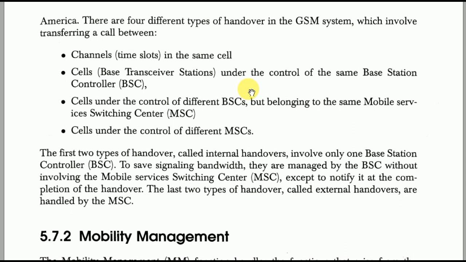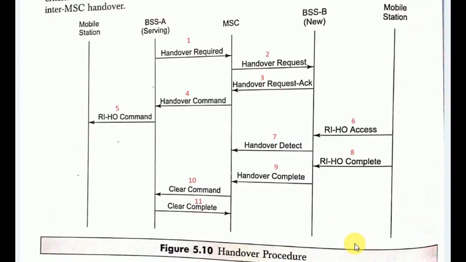The last 2 types of handover are called external handover and are handled by the MSC. The first 2 types of handover are called internal handover, which involves one BSC. This figure illustrates the handover procedure in GSM.